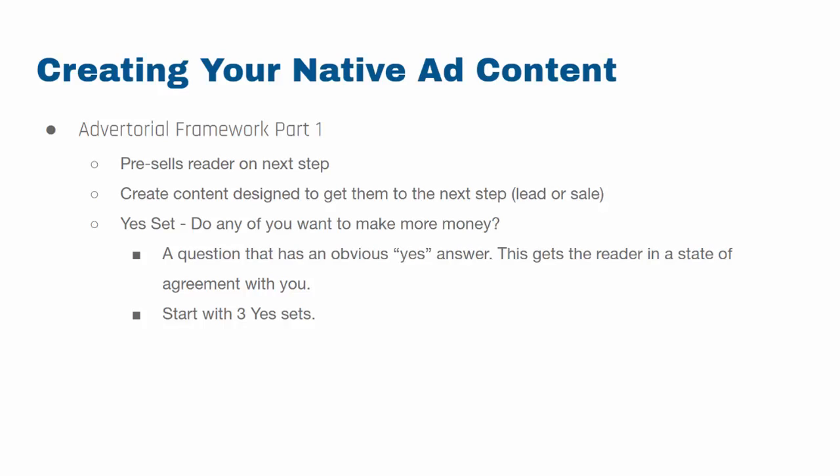So the advertorial, you have to understand, its job is just to pre-sell the reader on the next step. Its job is not to sell the product. Okay, it's supposed to pre-sell the reader on taking the next step. You want to create the content designed to get them to the next step, whether it be a lead or a sale. Okay, and we're going to break that down, how you exactly do that over the next 2 or 3 lessons here. You're going to start with a yes set.